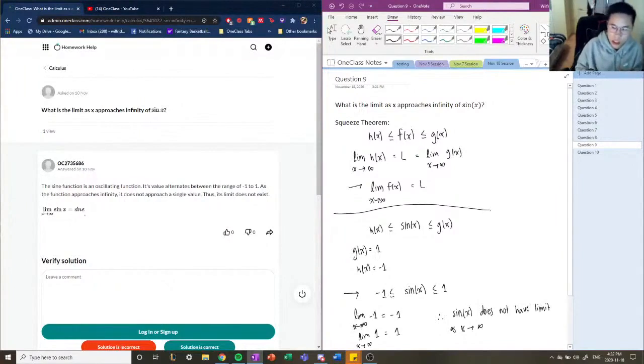Since the function is always oscillating, it's not going to approach a single number. It's always going to go up and it's always going to go down. Using our squeeze theorem method, we figured that out. So the solution is correct.